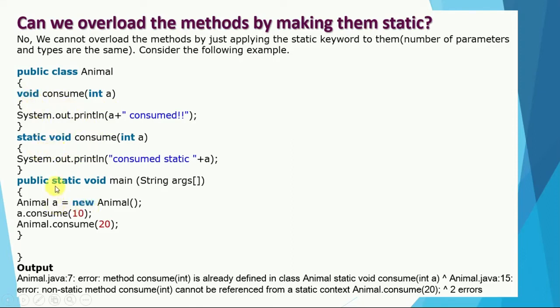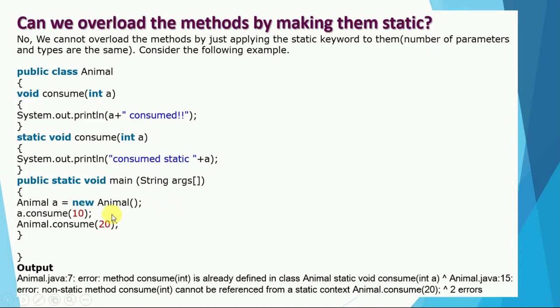In our main method, first we create an object, and then we call the method consume and pass the value 10, and then call consume again and pass the value 2. But in one call we give the reference by using this object, and in the other we give the reference by using the Animal class. The output is that it will throw an error: method consume(int) is already defined in class Animal, static void consume.